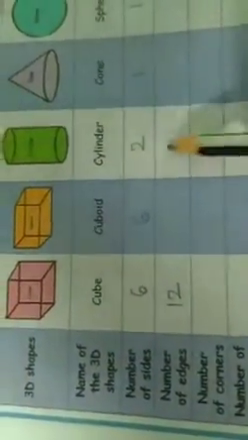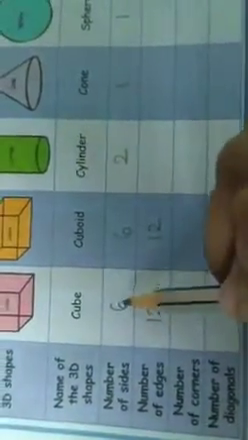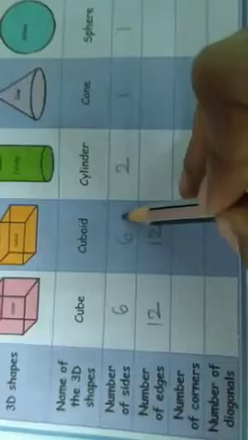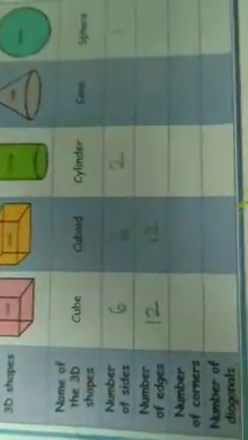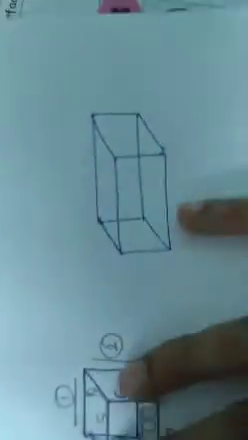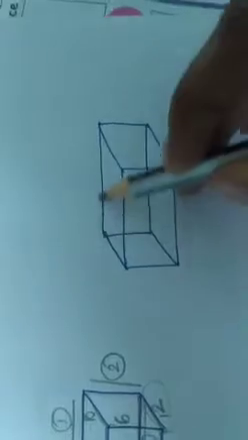Same like that, cube 12 means cuboid also what? Cuboid also same 12 only, because the number of sides is same for cube and cuboid. So the number of edges also same for both. Let's check. See here, this is a cuboid. So count the number of edges.